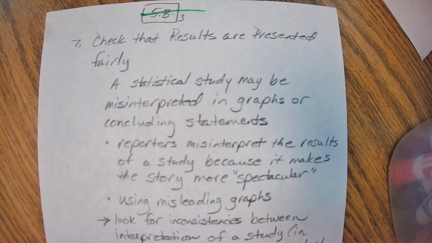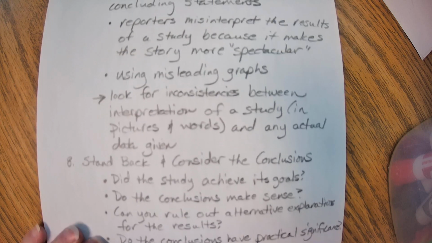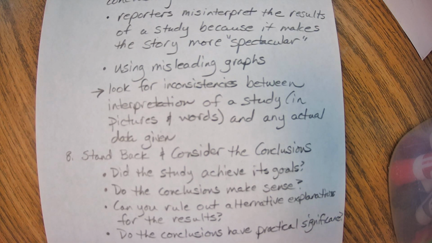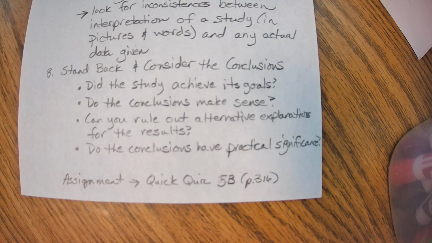Okay, the 7th guideline is check that results are presented fairly. A statistical study may be misinterpreted in graphs or concluding statements. Reporters misinterpret the results of a study because it makes the story more spectacular. They use misleading graphs, which is pretty common. And you want to look for inconsistencies between interpretation of a study in pictures and words and any actual data that was given.